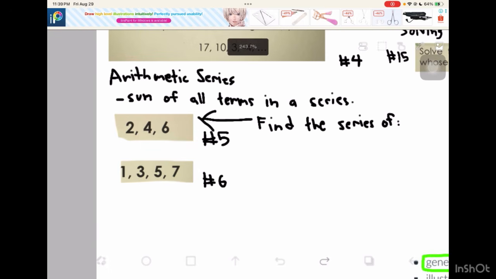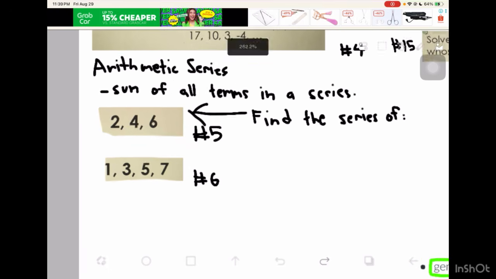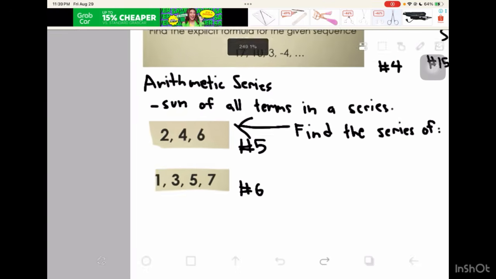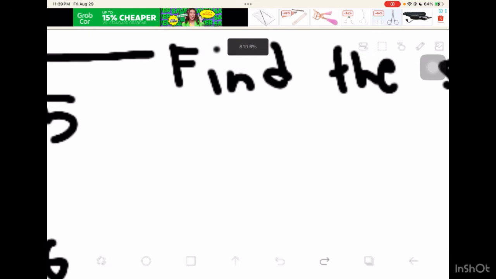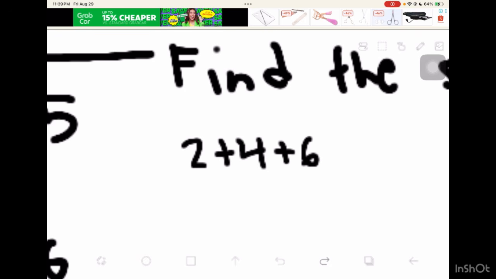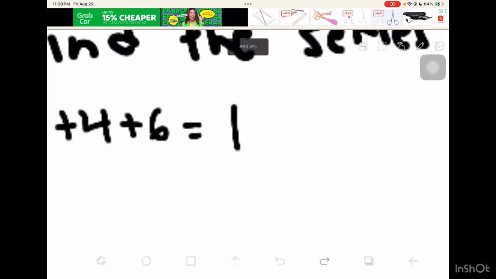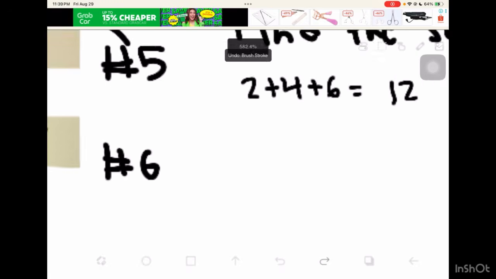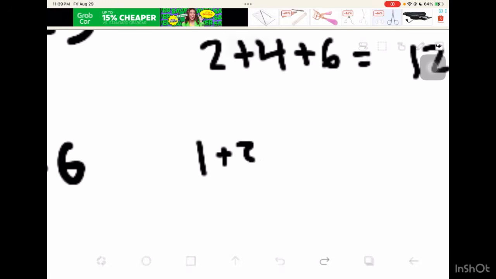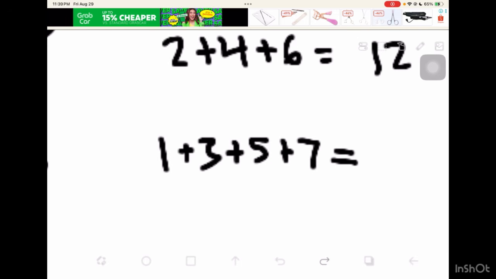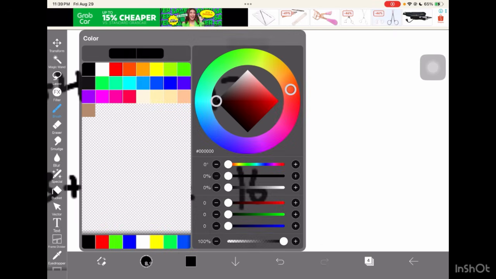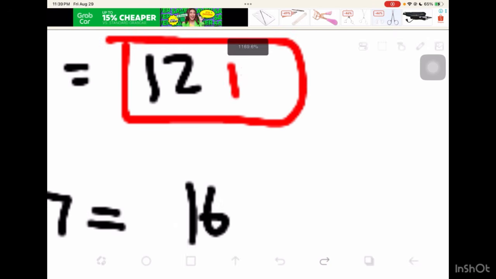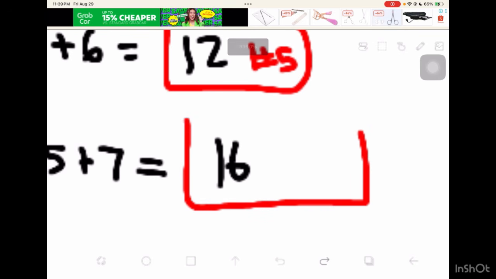Alright, so next is the arithmetic series. This is just the basic part of it. So we just need to find the sums of all the terms in the series. So in this case, we just do 2 plus 4 plus 6. That's equal to 12. And this one for 1 plus 3 plus 5 plus 7, put that in your calculator if you need to, but that's equal to 16. So let's box these two as well, because these are answers. So this is number 5, and this would be number 6.